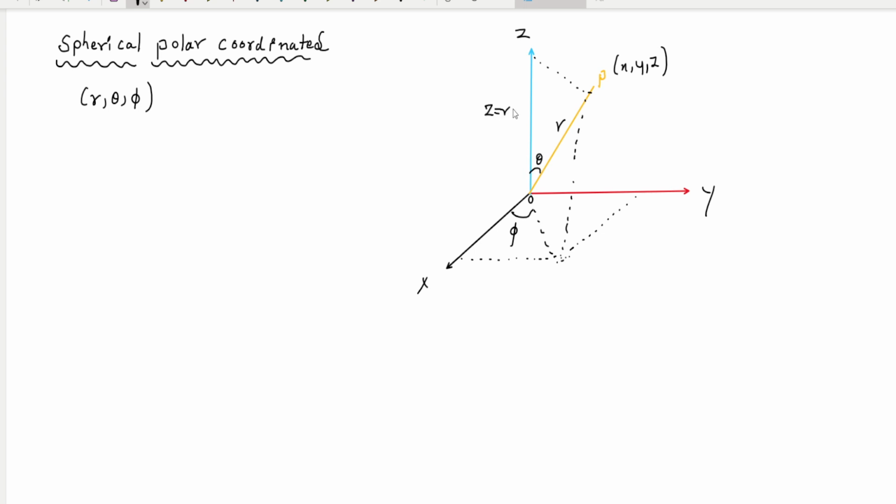This z is equal to r cos theta. This is r sine theta. This is y, this is the x-axis. So in terms of r, theta, phi, the spherical polar coordinates are: x equals r sine theta cos phi, the x component, and the y component is r sine theta sine phi, and the z component is r cos theta.